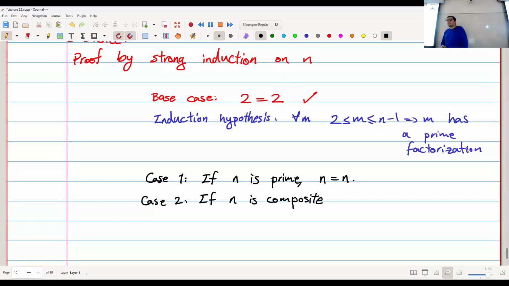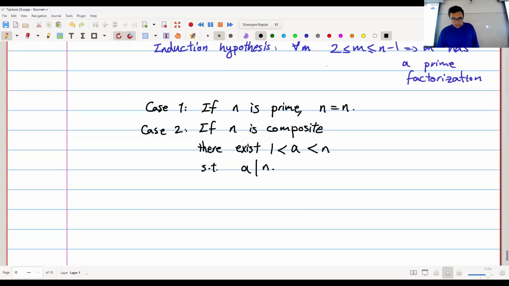The definition of prime was that the only positive divisors of this number are itself and 1. So if it's not prime, it means that it has a positive divisor other than 1 and itself. So if n is composite, there exists some divisor a that is bigger than 1 and smaller than n, such that a divides n. That's just the definition of composites. Since a divides n, let's say that n is a times b. a is at least 2 and at most n minus 1, so a has a prime factorization. b is at least 2 and at most n minus 1, so b has a prime factorization.